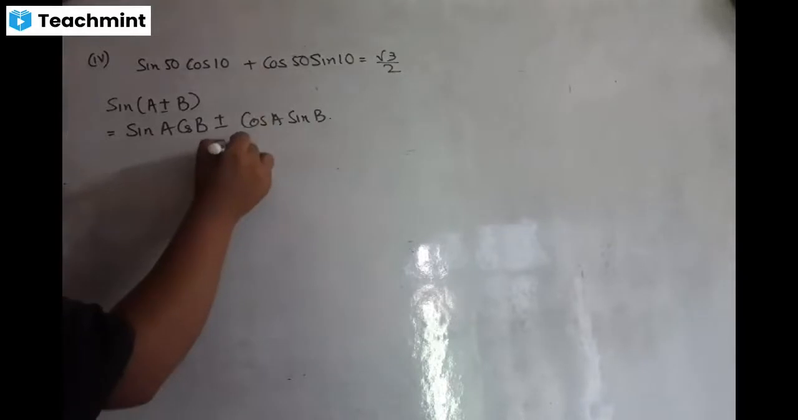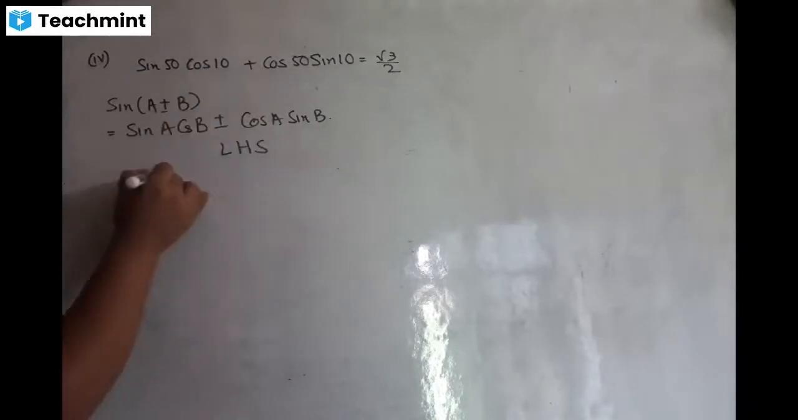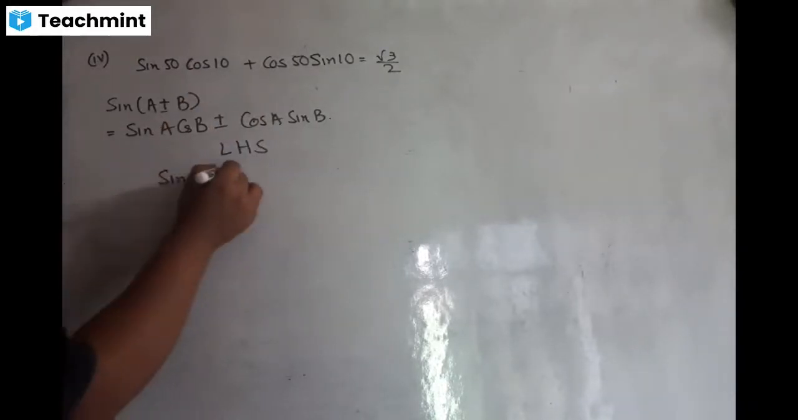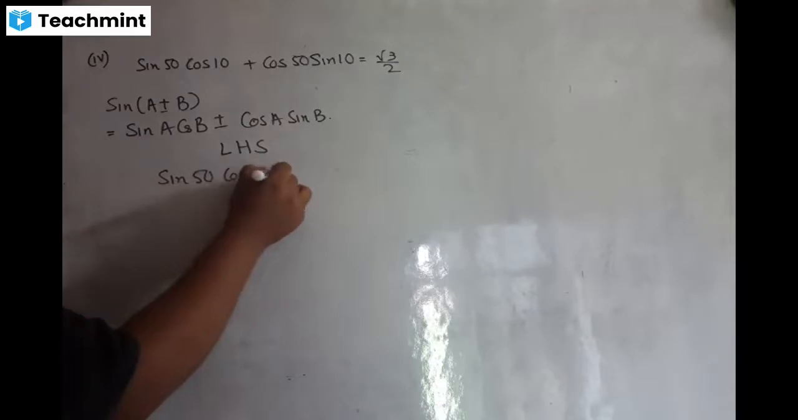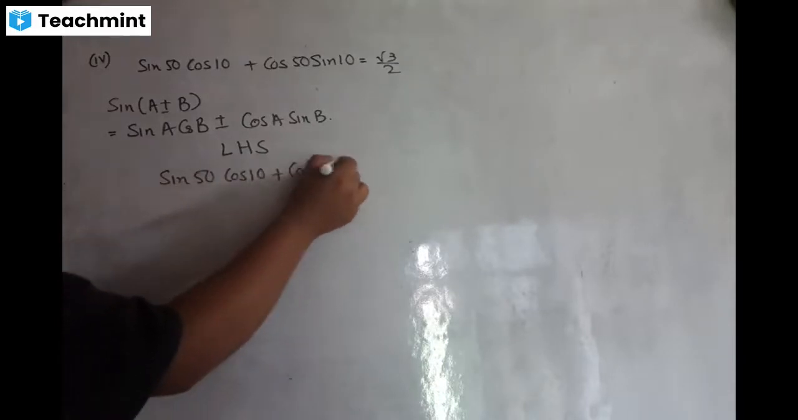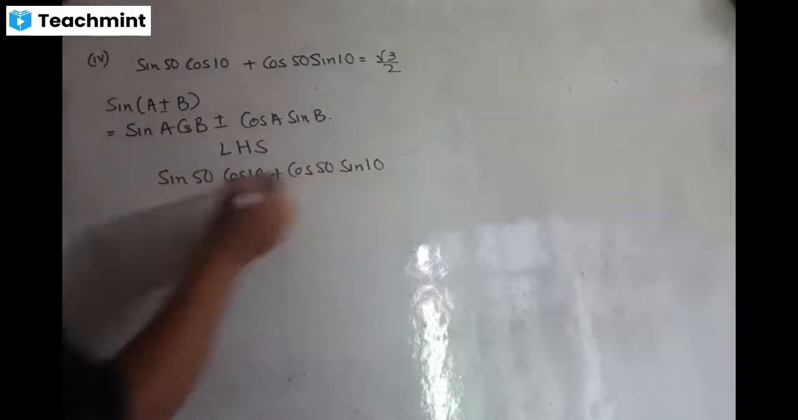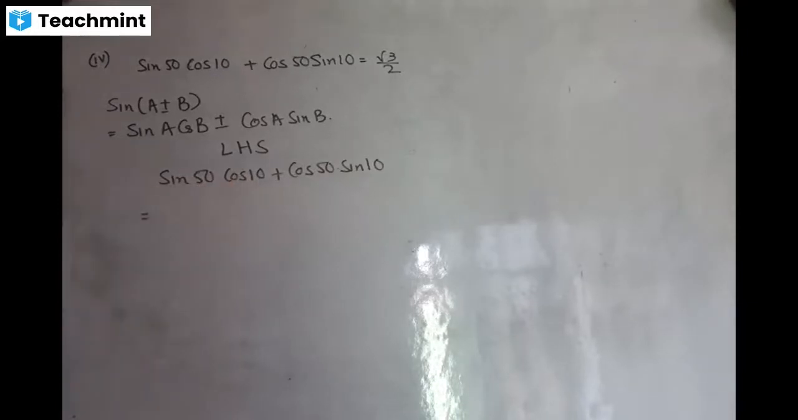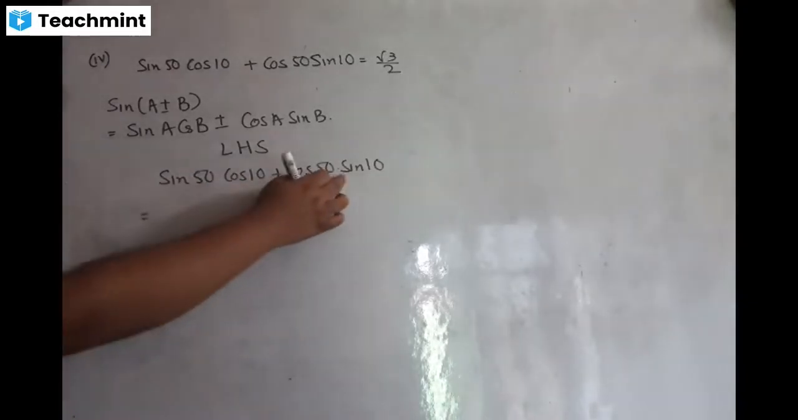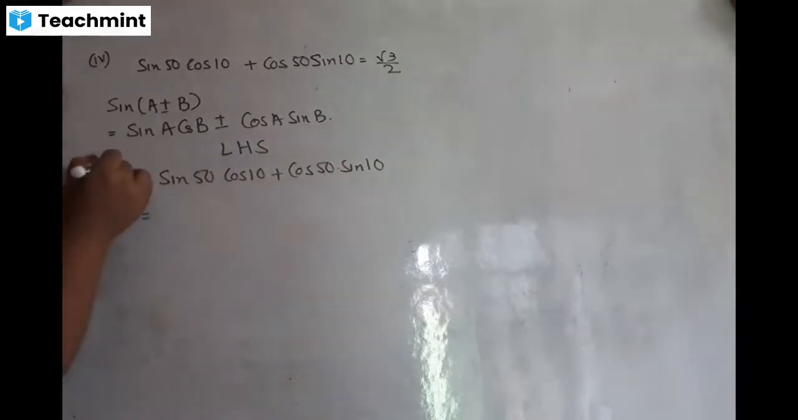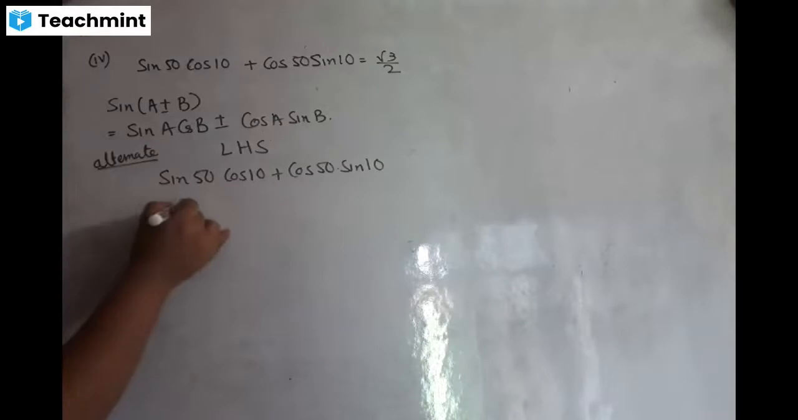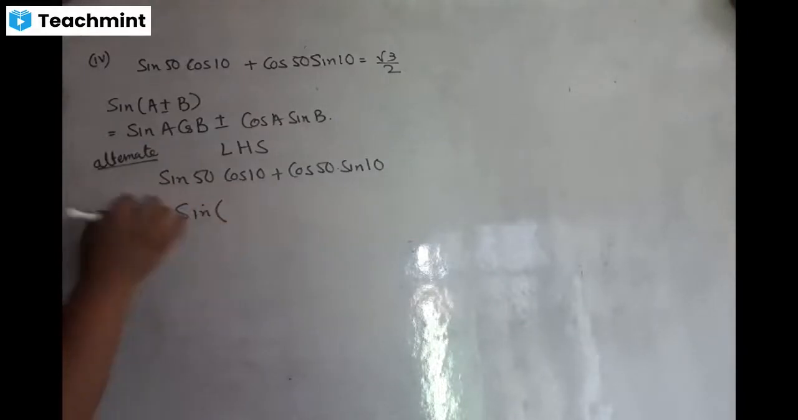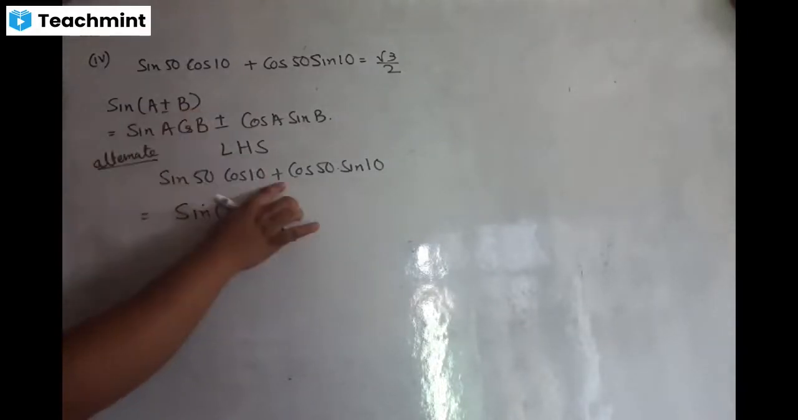Now look at the left hand side everyone. What do you see? Sine 50 cos 10 plus cos 50 sine 10. So we see that this is clearly formula number 1. That means sine is followed by cos and cos is followed by sine. This is called alternate. So whenever the ratios are arranged in an alternate fashion, the formula is going to be sine. So it's sine A plus B because there's a plus sign.